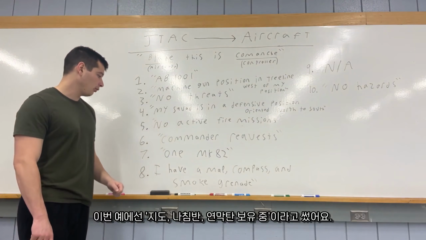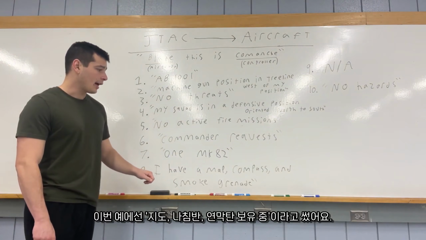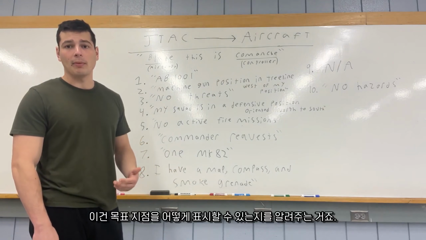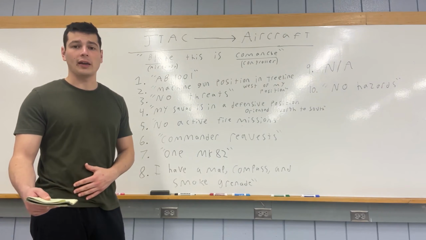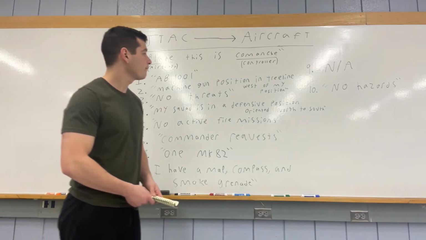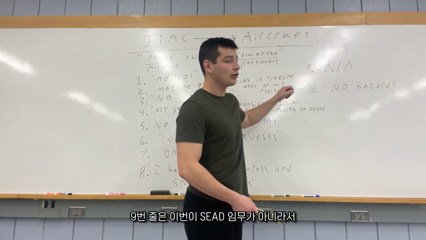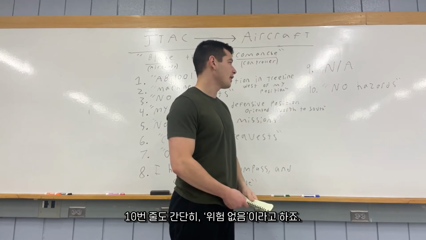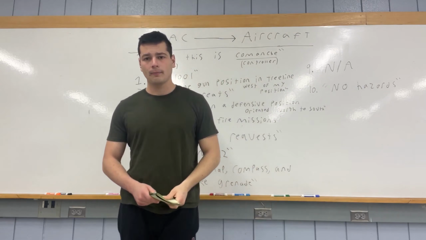So for this example, for line 8, I have a map, a compass, and a smoke grenade. That's going to tell the aircraft what your capabilities are in terms of marking the target and in terms of determining the aircraft's final attack heading. Line 9, because this is not a SEAD mission, it's not applicable, so we'll just skip that. And then line 10, again, keeping it simple, no hazards.